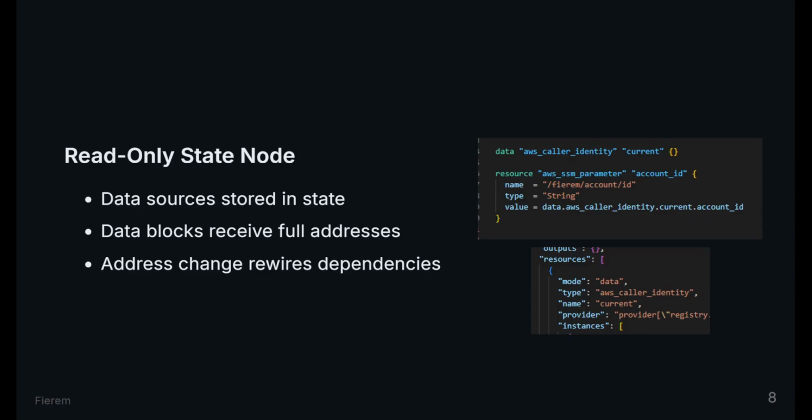Data sources are stored in state as read results even though they do not create remote infrastructure. They still receive full addresses because the dependency graph requires stable reference points. Changing the data source address can rewire downstream dependencies and trigger new diffs.